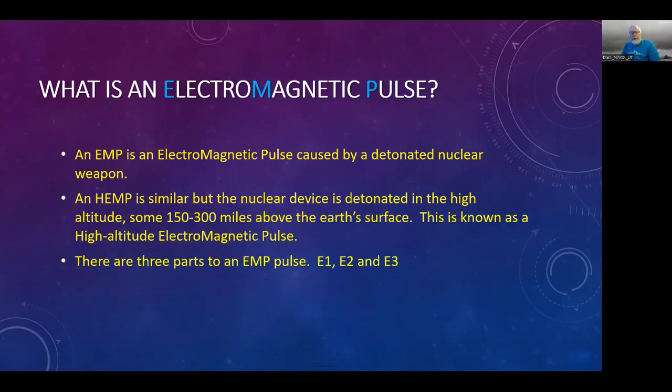There are three parts to an EMP pulse. They're referred to as waves, the E1 wave, the E2 wave, and the E3 wave. Wave and pulse are used interchangeably.